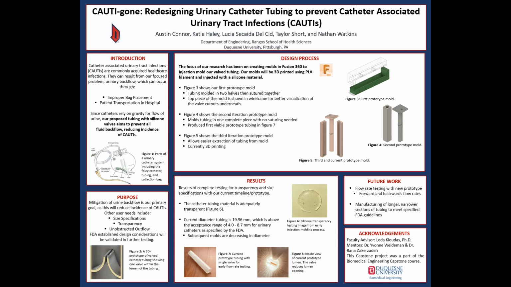Our current diameter of tubing is 19.96 millimeters, which is above the current acceptance range specified by the FDA. However, subsequent molds are decreasing in diameter as we refine our process. Future work includes flow rate testing in both backwards and forwards directions and manufacturing of longer, narrower sections of tubing to meet the specified FDA guidelines.